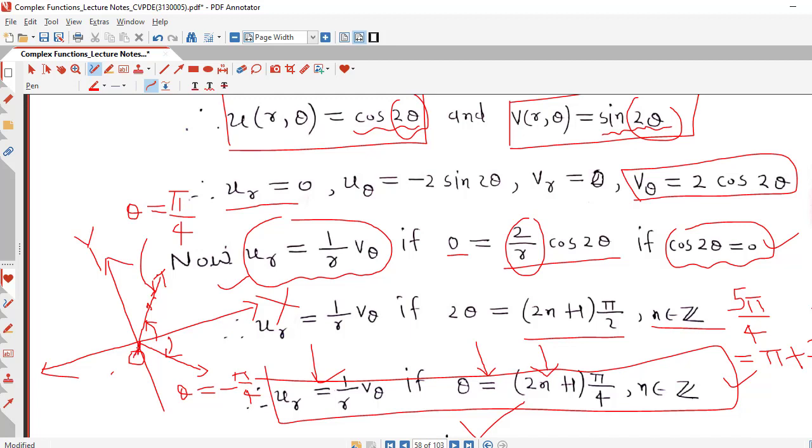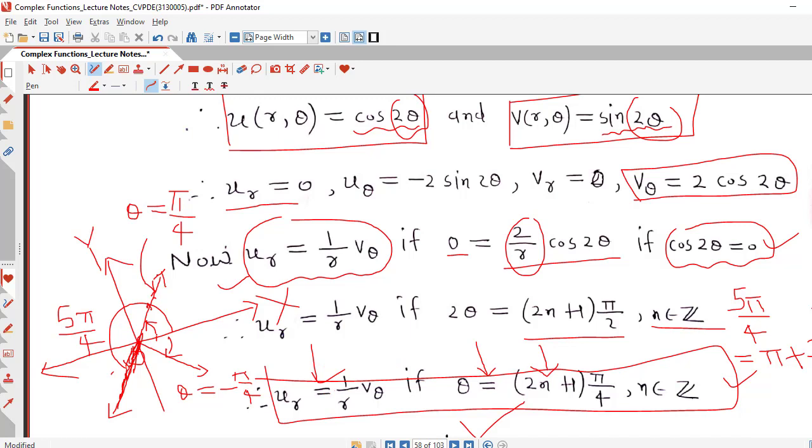If we extend this, it is symmetrical to this. Then we can say that this angle is 5 pi by 4. So if I consider any point on this part, on this ray, then its argument is 5 pi by 4. That means this equation is satisfied at all the points on this ray.